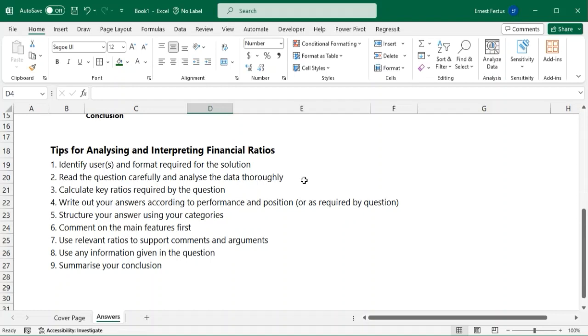And then the fifth one is to structure your answer using categories. So you're supposed to structure the answers using categories. As I already said in my previous video, there are 5 categories of ratios. We have the profitability ratios, the short-term liquidity ratios, the efficiency ratios, the long-term liquidity or the solvency ratios, and then we also have the investment ratios. So these are the categories.